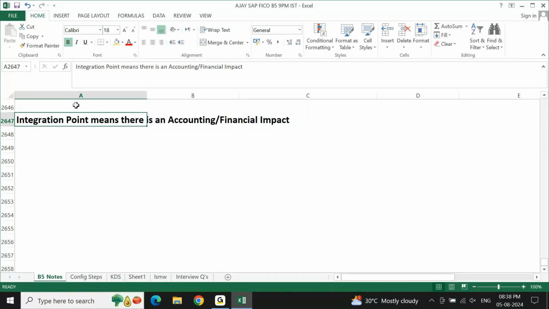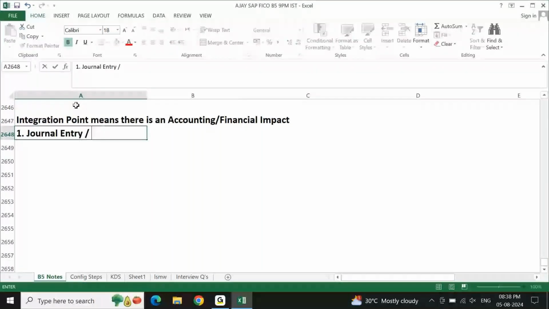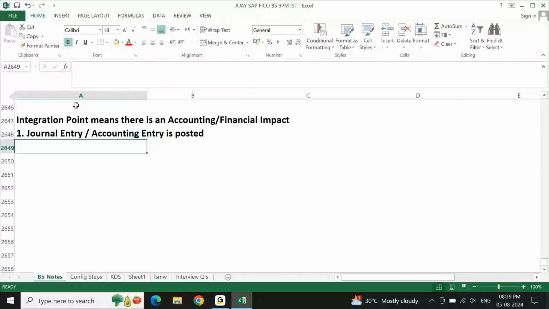Point number 1, journal entry or accounting entry is posted. When there is a journal entry, when there is an accounting entry, that is where we are talking about an integration point, wherein there is an accounting impact or financial impact. Accounting impact, financial impact is possible only when you write a journal entry or accounting entry. The basic fundamental, which we are all aware of, is applicable here also.